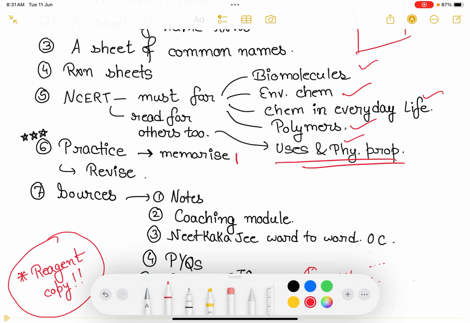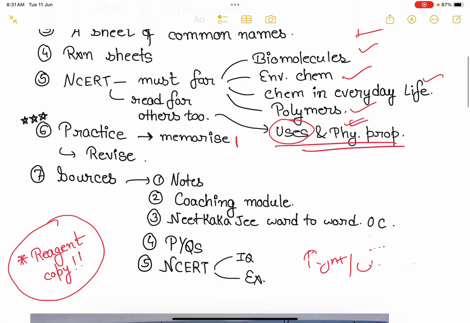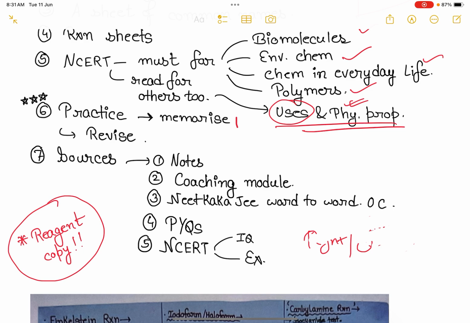As far as physical properties are concerned, this is more or less covered in the class, but uses, I think, are not covered. So add it from NCERT to your notes. That will be a complete resource for you. Okay, that is all about NCERT.